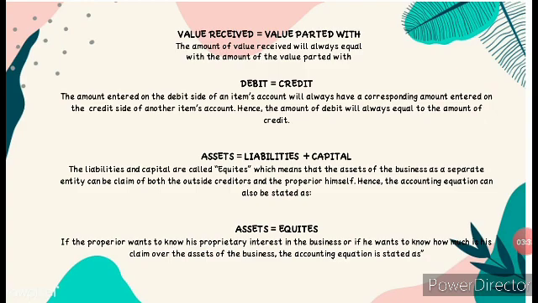The next one is assets equals liabilities plus capital. The liabilities and capital are called equities, which means that the assets of the business as a separate entity can be claimed by both the outside creditors and the proprietor himself. Hence, the accounting equation can also be stated this way: when a business is put up, its resources or assets come from two sources, which are the contribution by owners, or capital, and those acquired from creditors or lenders, also called the liabilities.